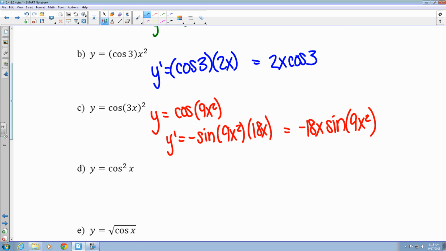Cosine squared, when we have the function that's squared and not just the x, that means that this whole function is squared. That means the exact same thing. So if we're going to take the derivative of this, bring down the 2, leave the inside alone, times the derivative of the inside, which is negative sine.